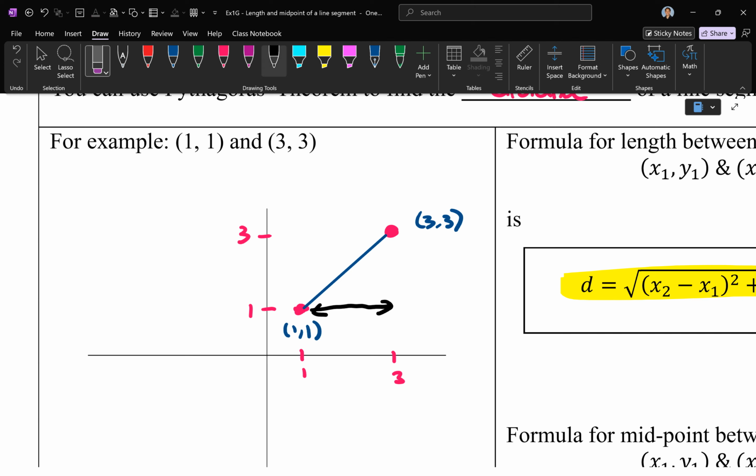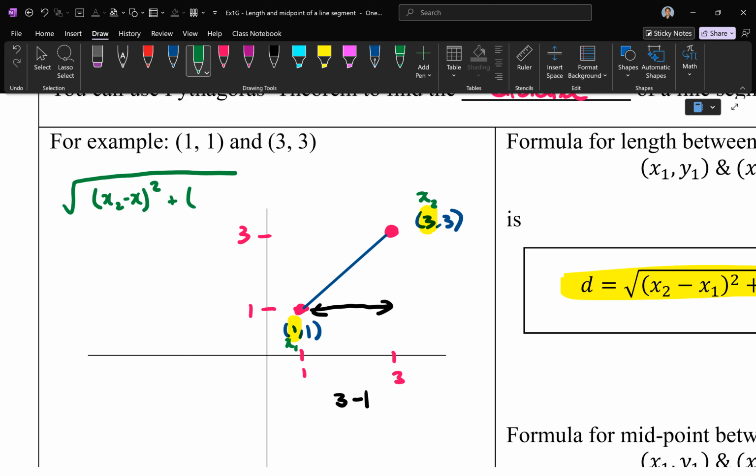But mathematically, what you would have done is you would have said 3 take away 1, which really is x2 minus x1. That's what you're doing. You're actually saying take the final coordinate of x, take away the initial coordinate of x. That's why it's in the formula. You would have done x2 minus x1, and then we're going to square that later.